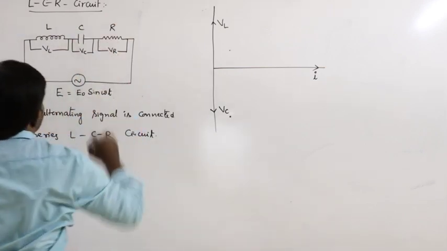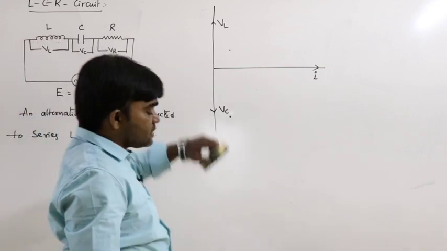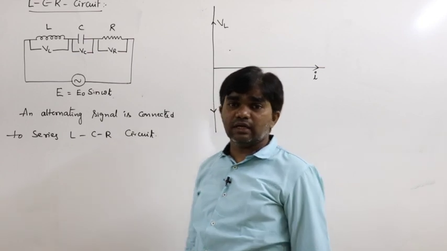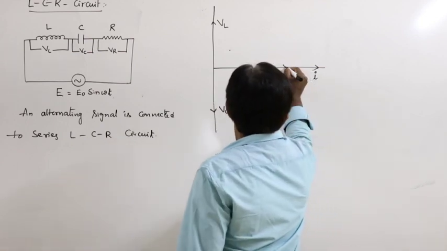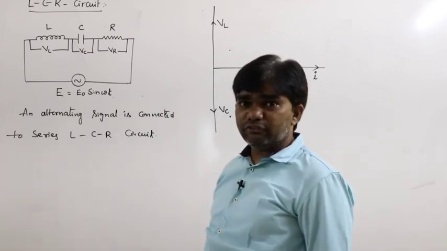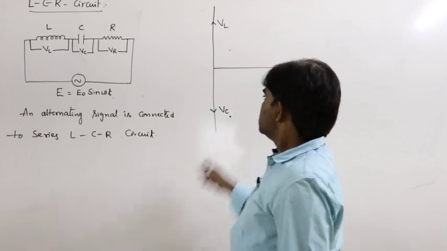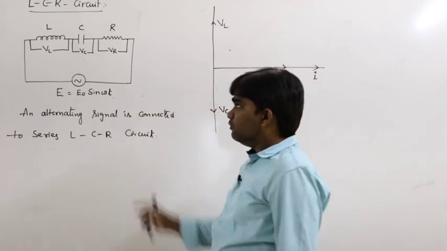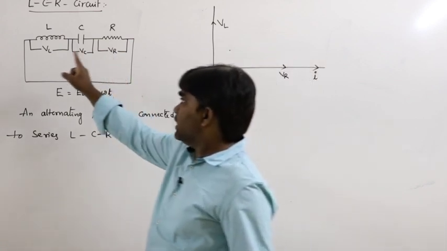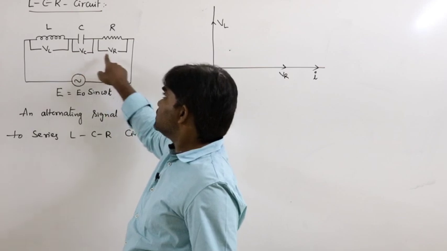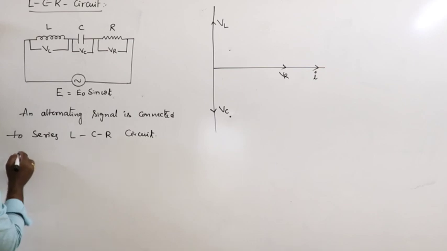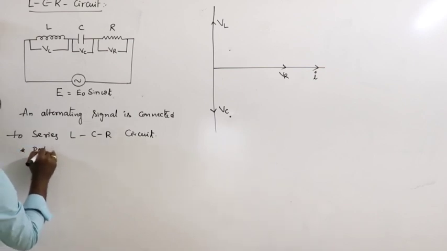Next, when the pure resistor is connected to the circuit, what happens? If the pure resistor is connected in the circuit, then EMF and current must be in phase. So that's why this is the phasor diagram for this LCR circuit. Three potentials here: potential across the inductor, potential across the capacitor, and potential across the resistor.